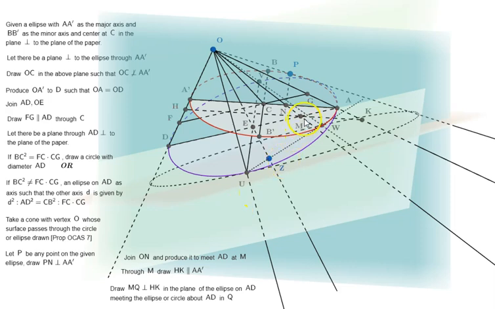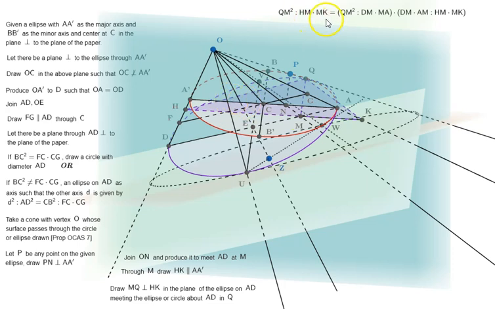Draw MQ perpendicular to HK in the plane of the ellipse on AD, meeting the ellipse or circle about AD in Q. Now we have set it up. Now let's take it step by step. If we take these two triangles, then the ratio QM square is to HM times MK.